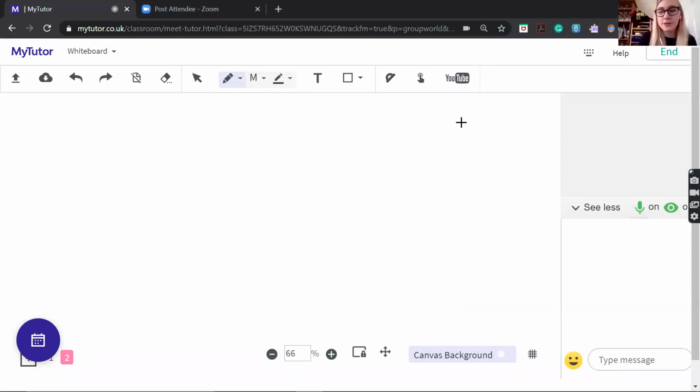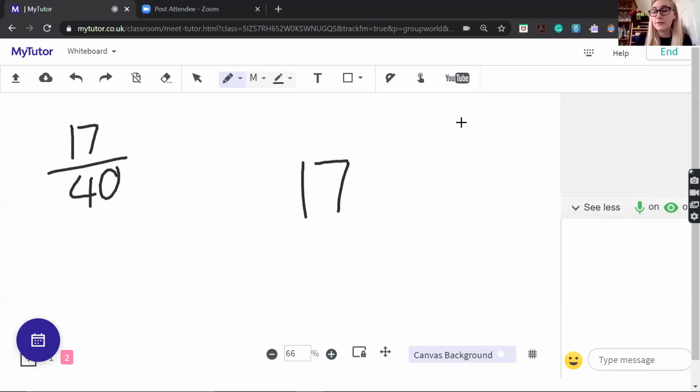So let's say we want to write 17 over 40 as a decimal. We're basically going to do exactly that. So this is essentially saying 17 divided by 40. So that's what we're going to do. We're going to do 17 divided by 40. Now, you'll notice a couple of things here.